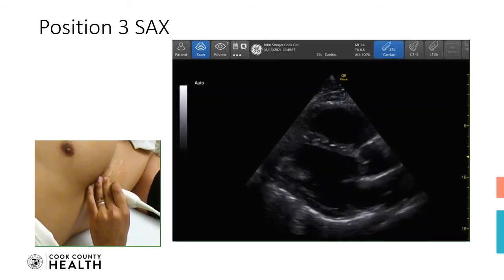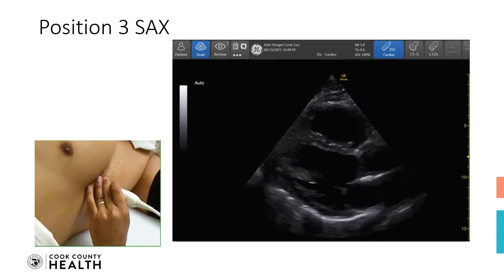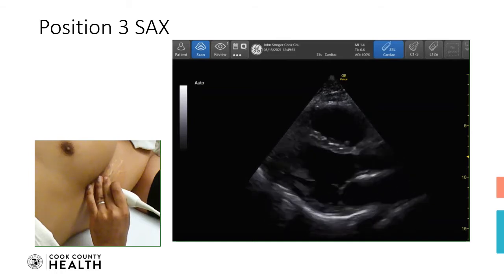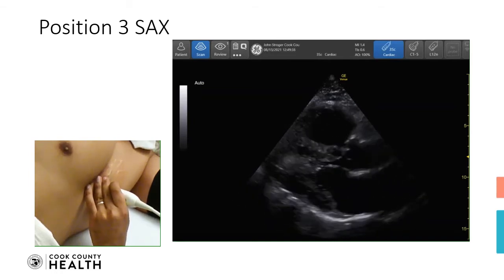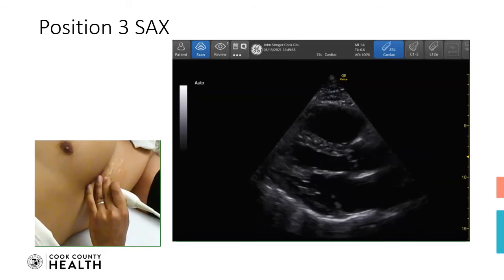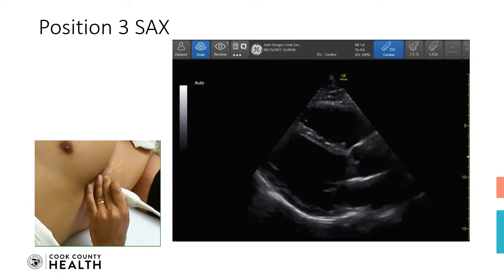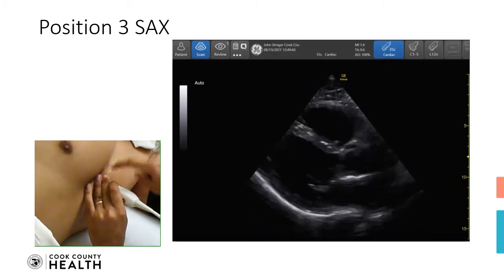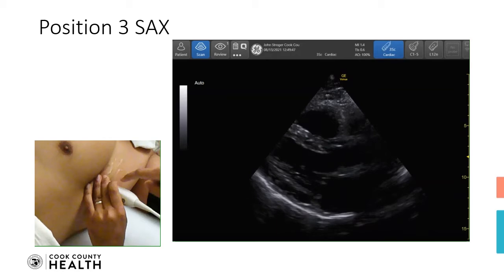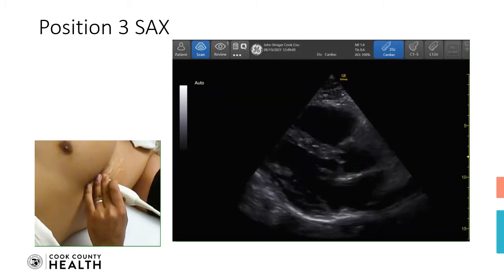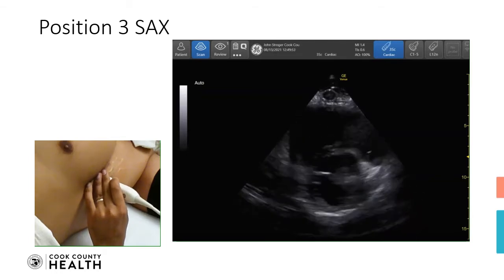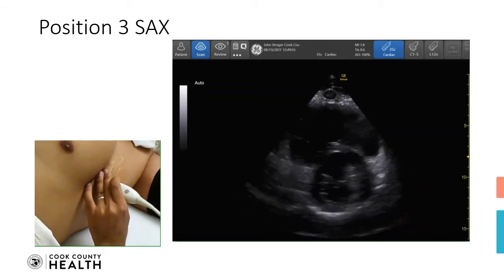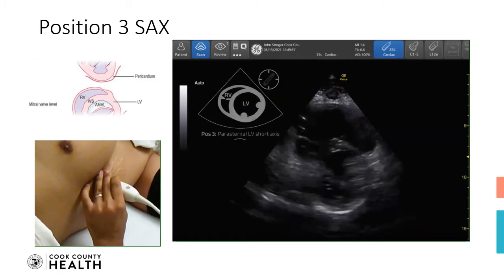Alright, so here we have the parasternal long axis view, and now we are going to see how to get to the parasternal short axis from this parasternal long axis view. This is going to involve a rotational motion of the probe. We are now pointing towards the patient's right shoulder, and to get to the parasternal short axis we are going to rotate the probe clockwise 90 degrees towards the patient's left shoulder.